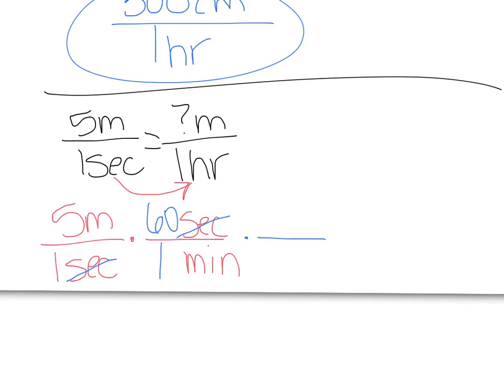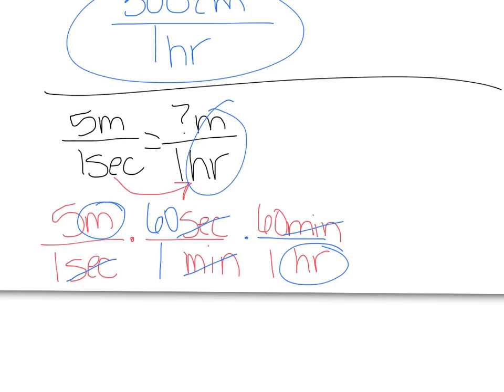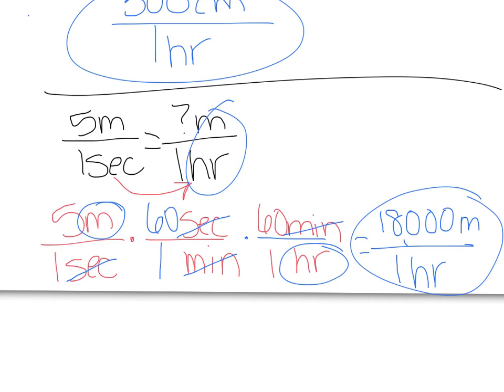So now I want to cancel out my minutes, and I want to go from minutes to hours. And we can go ahead and use the rate from the problem before. I know there's 60 minutes in 1 hour, and once again my minutes are canceled out, and the units that I want, meters over hours, are what I'm left with. So now I have to take 5 times 60 times 60, which is going to give you 18,000 meters, over 1 times 1 times 1, which just gives me 1 hour. So that is my equivalent rate.